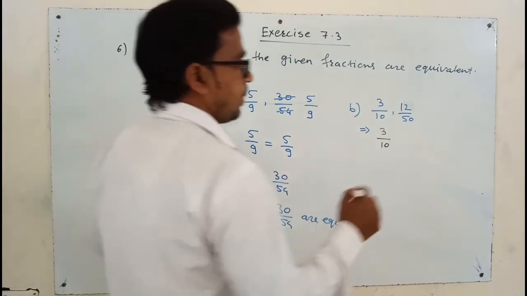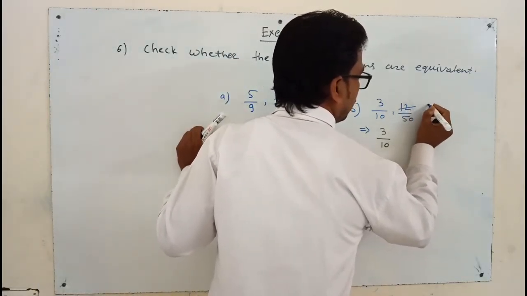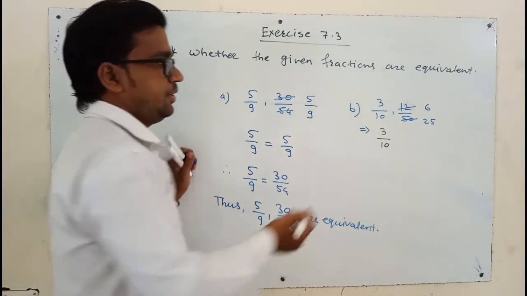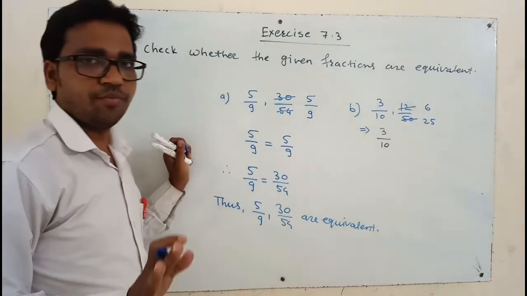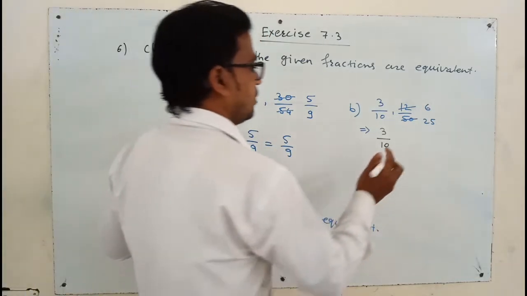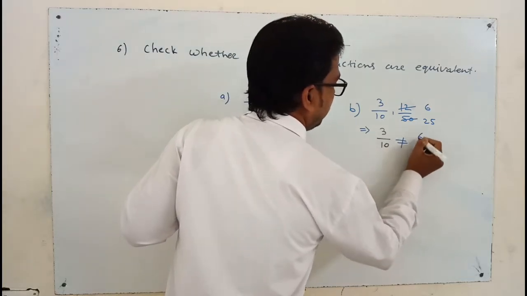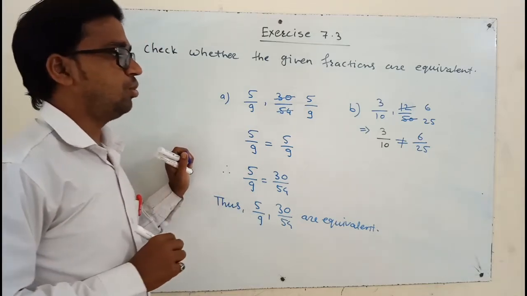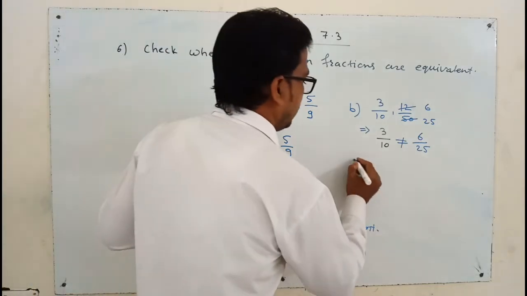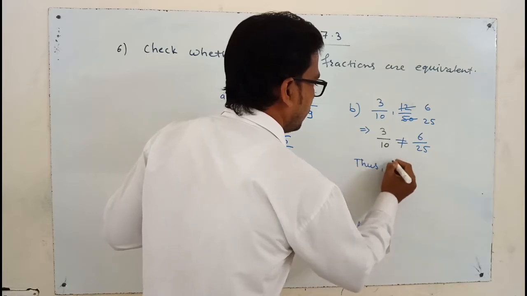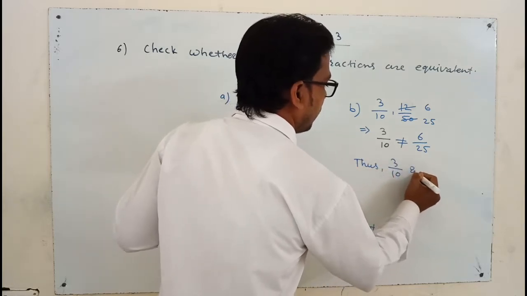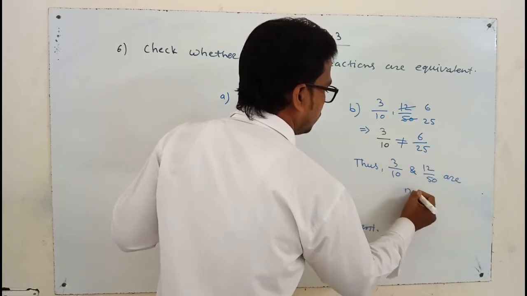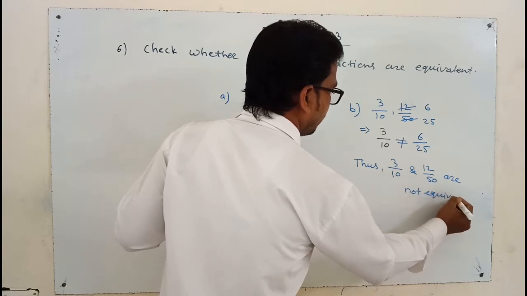Now solve this 12 and 50. We solve it: 2 sixes are 12, 2 twenty-fives are 50. Now here it is 6 and 25. We can't simplify it because we can't find 6 and 25 in one table. So both are not equal. Thus 3 by 10 and 12 by 50 are not equivalent.